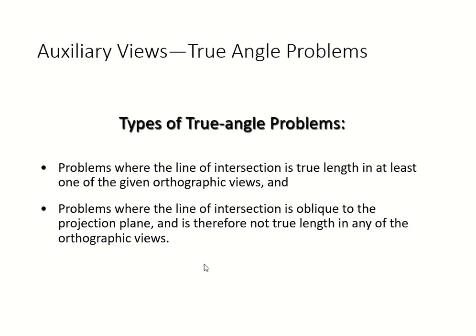Generally, we have two types. One is where the true length is in one of the views, and the other is where we don't have the true length in any of the views. If you get about that much, it's okay. So let's get into the problems in the next section. Let's stop this here.